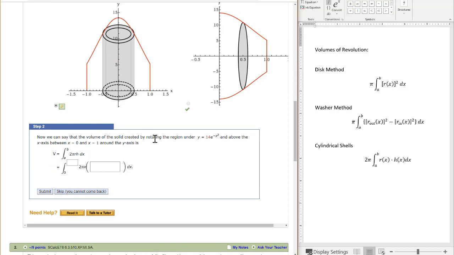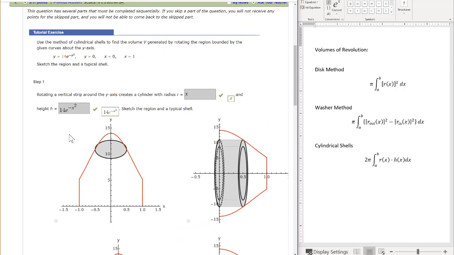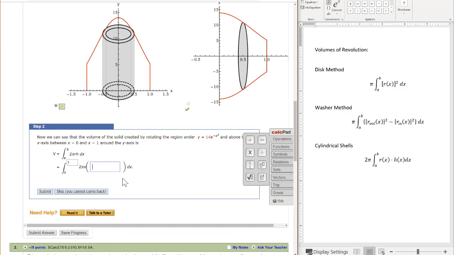Now we can say that the volume of the solid created by rotating this region above the x-axis between 0 and 1 is going to be, well, the x limits are going to be from 0 to 1. The formula is going to be 2 pi r times h. So r is going to be a function with respect to x. We found r to be x, and we found h to be that function that we have here. So this is our h, and we'll put that here, and that's 14e to the negative x squared.